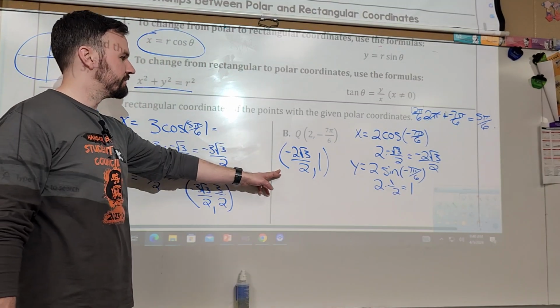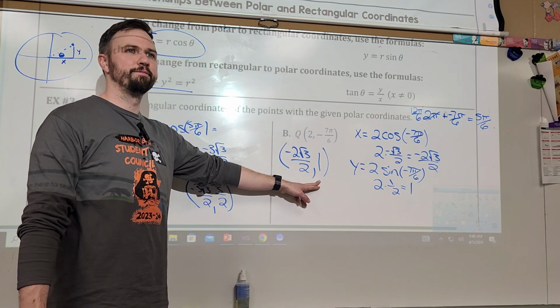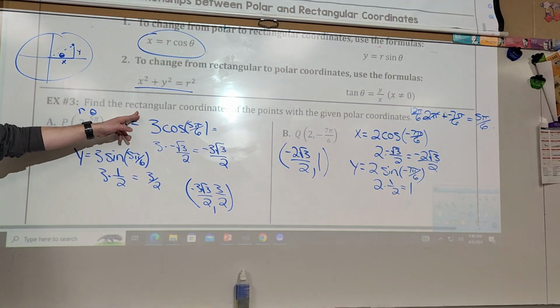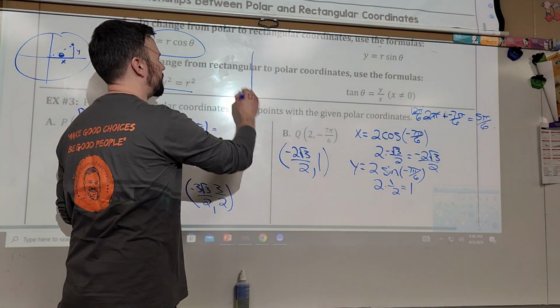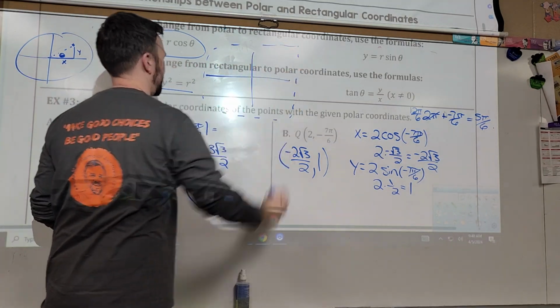What's this called? What's this in form of? It's not polar anymore, it's rectangular. This is a rectangular coordinate. Because what's the coordinate plane look like? A rectangle.